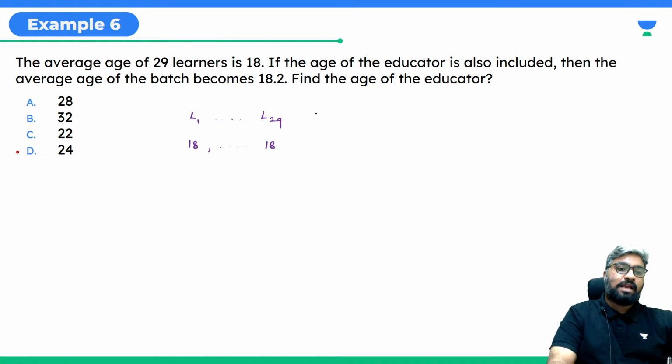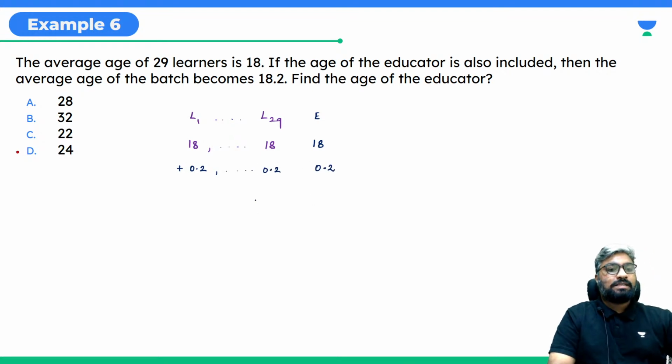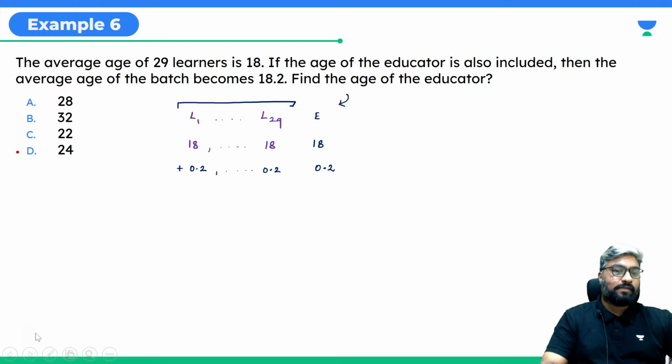If we say that the educator's age is also 18, then the average will be 18 only. But we want the average to be 18.2. That means we are increasing each of these ages by 0.2, correct? But since we can't increase the learners' ages by 0.2, we do it with the educator. The educator is compensating.